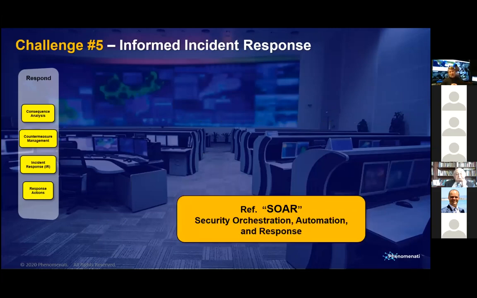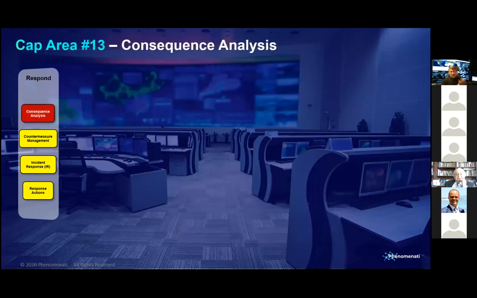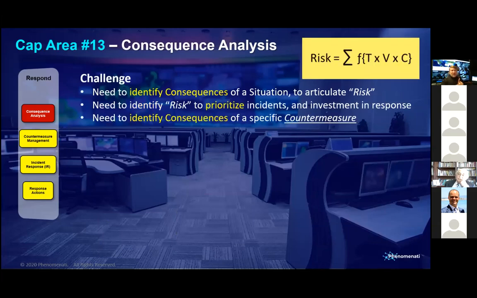SOAR is a term you've probably all heard in this space. It is actually not an architecture, it's a product category, even though it gets compared with SOPA often. SOAR stands for Security Orchestration, Automation, and Response. Buyer beware, this is useful. I do own stock in some of these companies, but we can't automate everything. First and foremost, we need to be able to do consequence analysis.